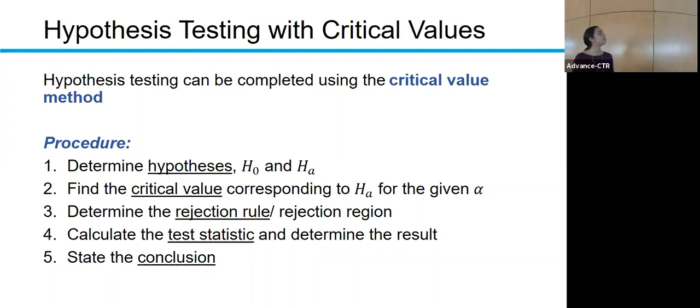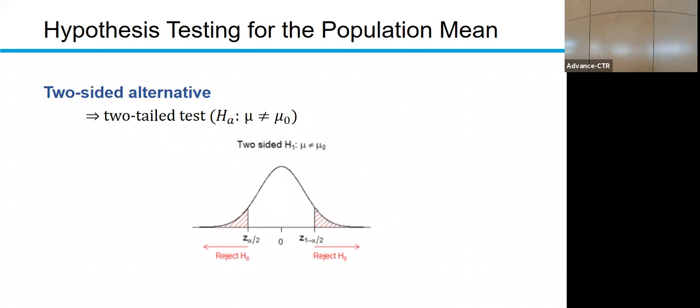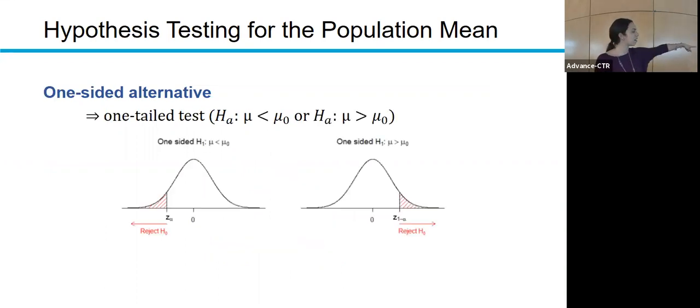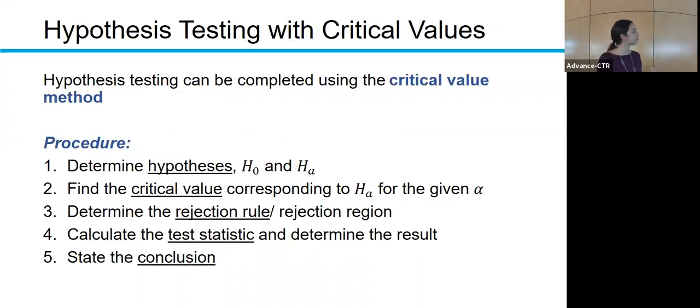As I mentioned, an alternative way of conducting hypothesis testing is the critical value method. The procedure involves first specifying your two hypotheses: what your null is and what your alternative is. The second step isn't too bad; the hardest step, I think, is the fourth. The second step corresponds to finding the critical value corresponding to the alternative for the given alpha. That means determining these Z values that I've been a little bit hand-wavy about. The critical values are Z alpha over 2 and Z 1 minus alpha over 2 in the case of the two-sided alternative, as well as Z alpha and Z 1 minus alpha in the one-sided alternative.